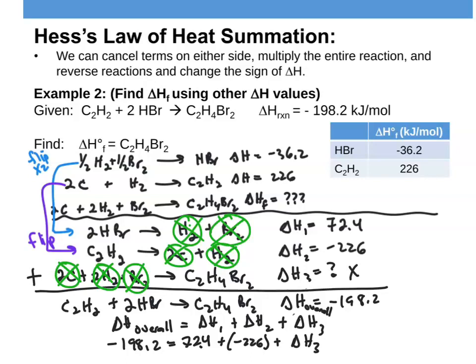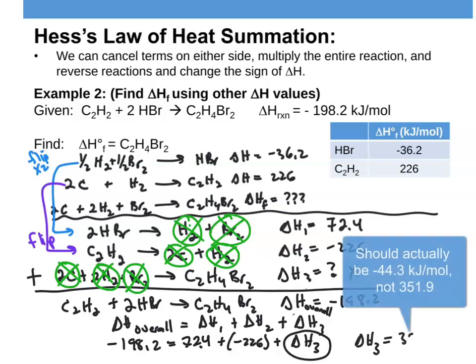Again, you could have called it X. I'm calling it H3. We don't know what it is. But then you just solve, right? You just solve for delta H3. I ran out of room, so I can't really show that last little bit. But then you should find that your delta H3 is going to equal 351.9 kilojoules per mole. So again, nothing too crazy here. This is just algebra we're doing, not crazy math.